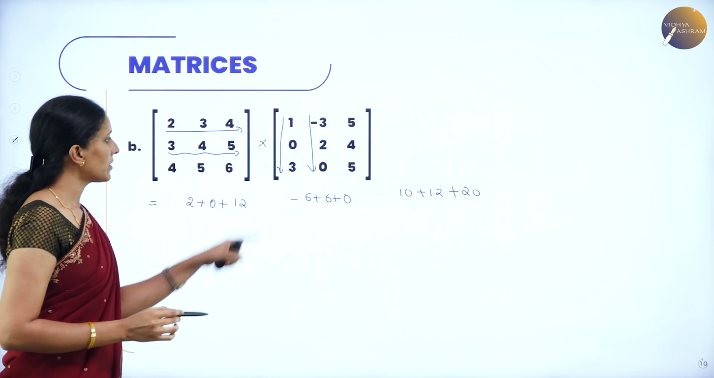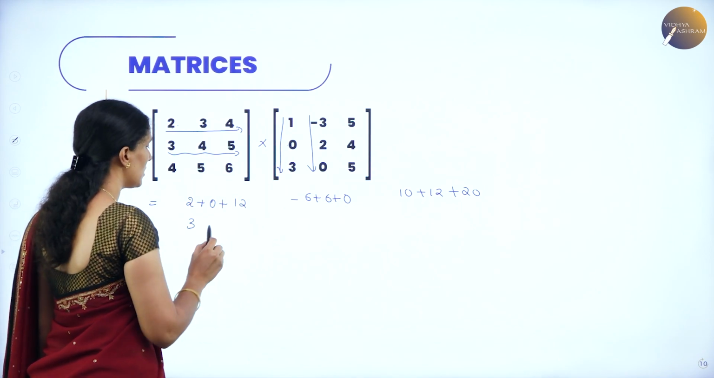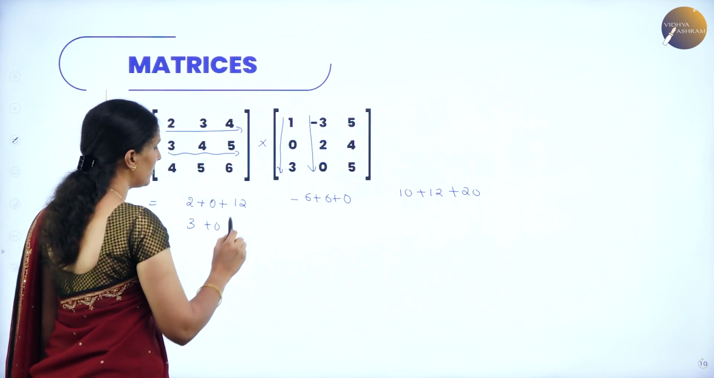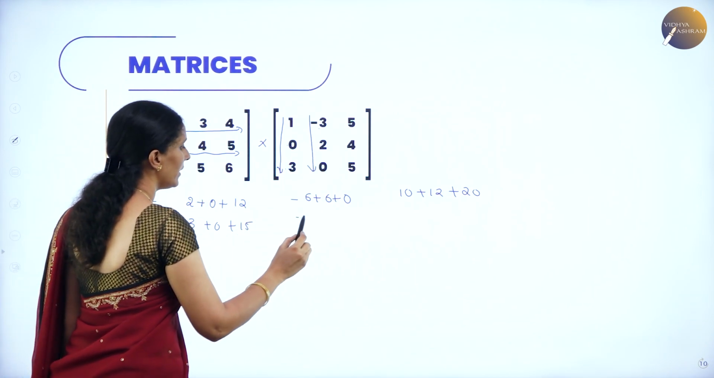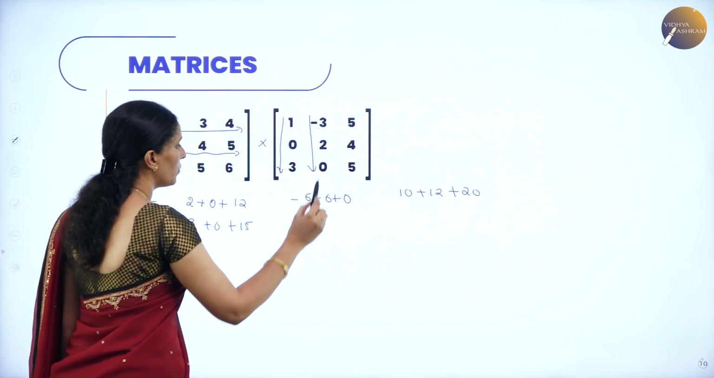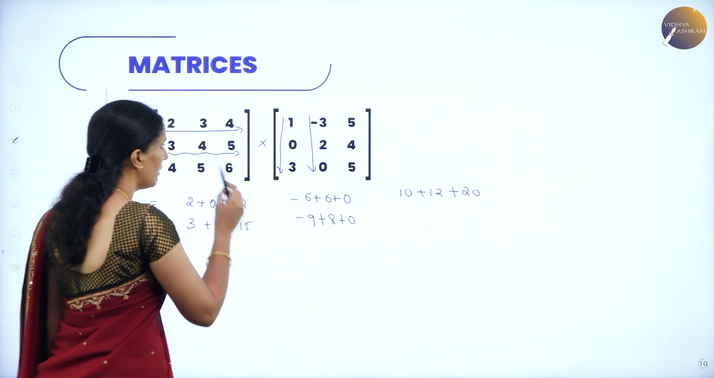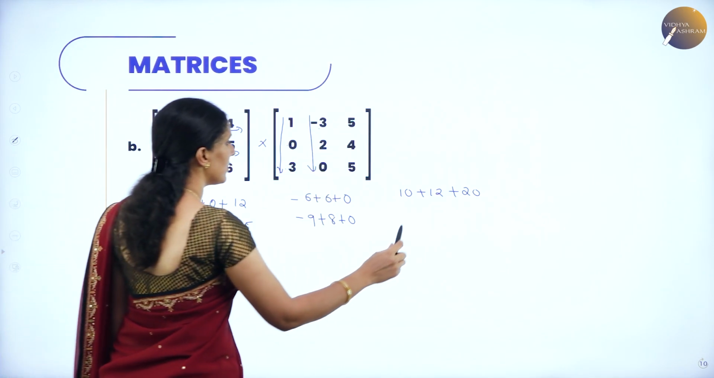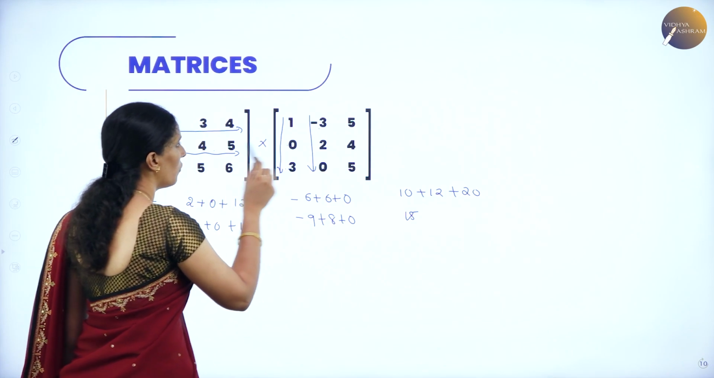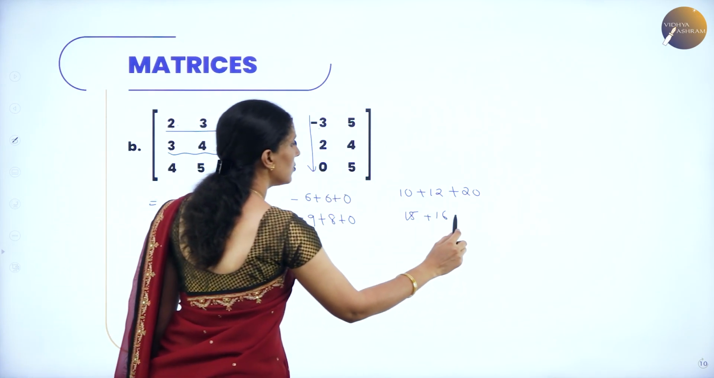So second row, first column. 3 1s are 3. 4 zeros are 0. 5 3s are 15. Next, 3 into minus 3, minus 9. 4 2s are 8. 5 zeros are 0. Then second row, last column, that is third column. 3 5s are 15. 4 4s are 16. 5 5s are 25.